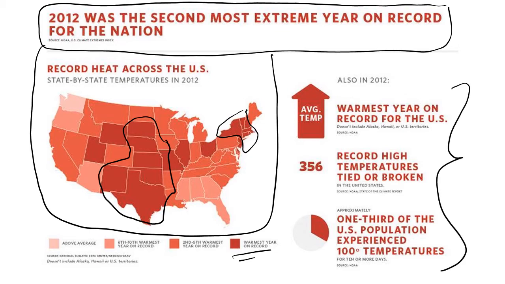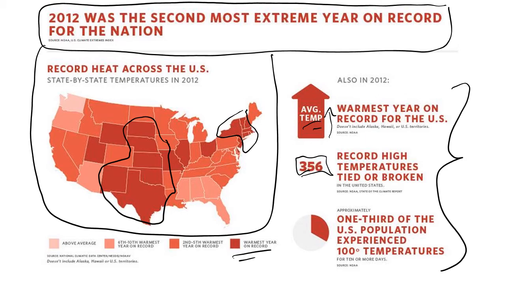And then we have 3 pieces of data, right? So it's the warmest year on record for the US for the average temperature. And we see that average temperature is increasing. And then this number is really interesting because it looks almost like 365, which is a whole year, right? So record high temperatures tied or broken. Within the United States, there were 356. A lot of people are probably just going to kind of breeze past that and read it as 365.